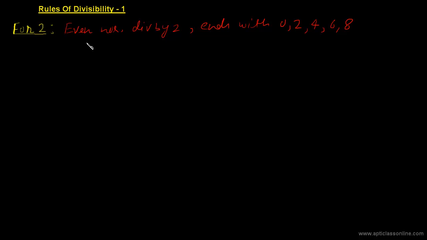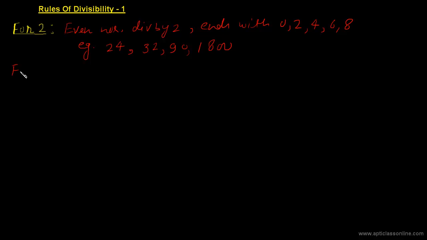So all the numbers, like we can take the example like 24, this is an even number, ends with 4, divisible by 2. Like 32, like 90, like 1800, all these numbers are even numbers and so divisible by 2.